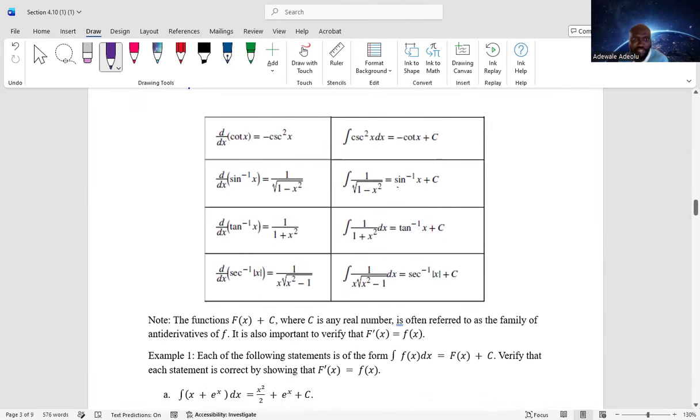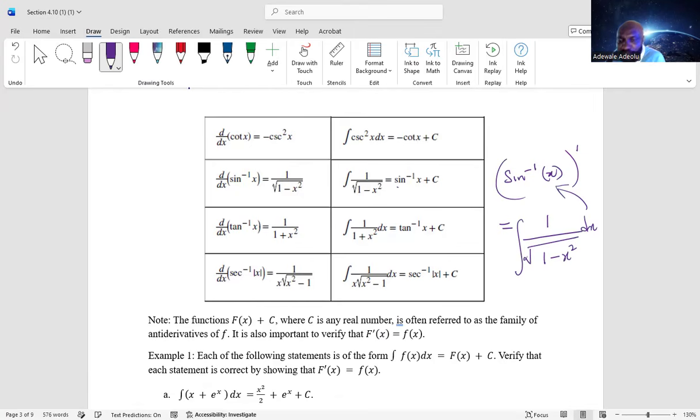Okay, let me also explain some other things about inverse trigonometric function. You remember that when we learn the derivative of inverse trigonometric function, we say the derivative of this, do you remember? The derivative of that function is 1 over square root of 1 minus x squared. So, which means if I integrate this, if I'm asking you what is the integral of this, you have to tell me that it is sine inverse of x.